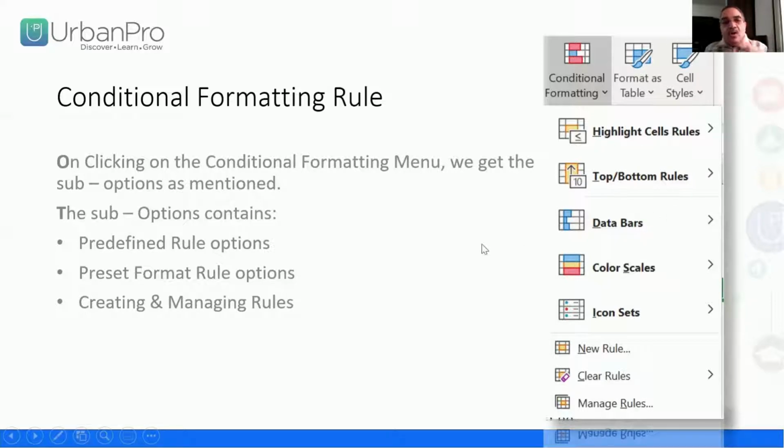Apart from that, we also have the preset format rules, which are in the form of data bars, color scales, and icon sets. These three sections have various executions that represent the data based on the data range that we have selected. Below this section, there are areas where we can either create or manage the rules that we have already created and put in place.